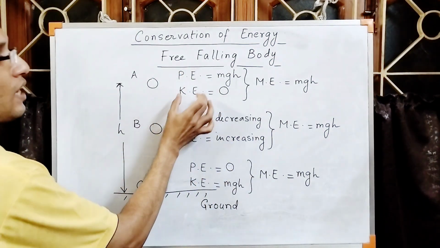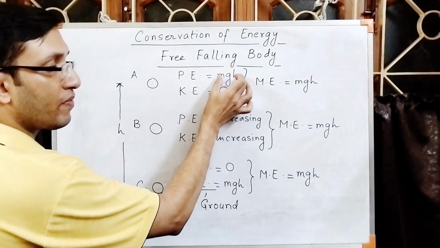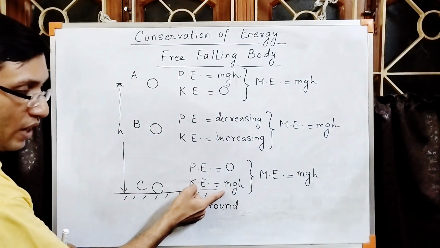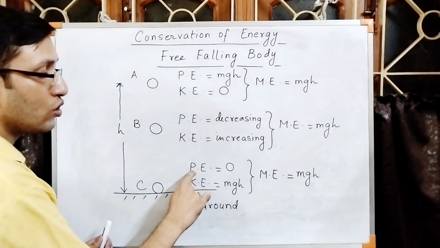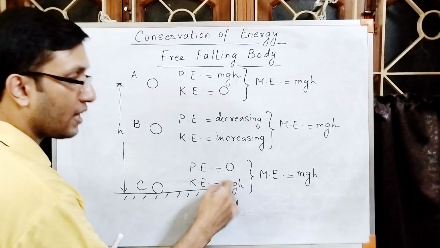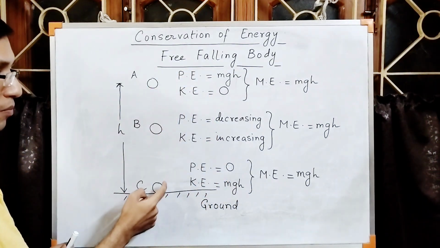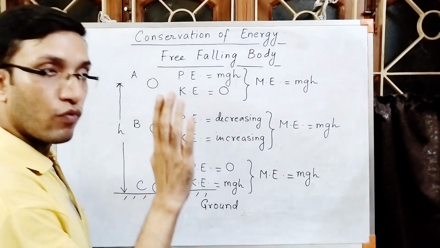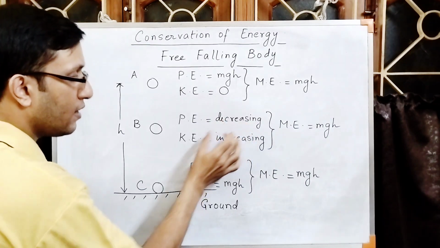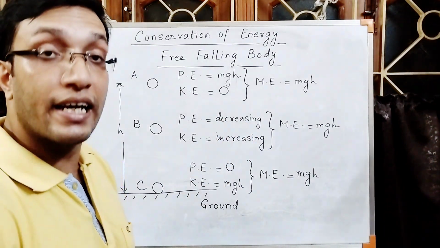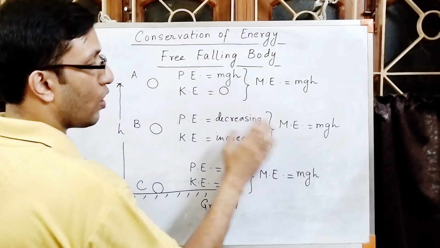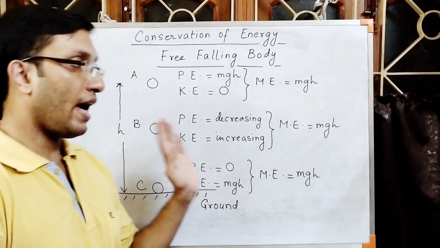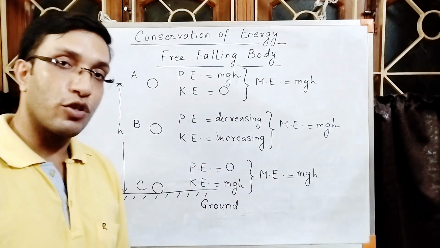At the topmost point, kinetic energy is 0, potential energy is maximum, and by the time this body comes and touches the ground, the entire potential energy gets converted into kinetic, and since the height becomes 0, potential energy becomes 0 and kinetic energy equals mgh. And in between the initial and the final point, maybe at 50% of the height, 75%, 60%, whatever it be, the potential energy keeps on decreasing and the kinetic energy keeps on increasing. But the overall sum of kinetic and potential, which is known as mechanical energy, remains constant, equal to mgh. Hope this is clear to all of you.